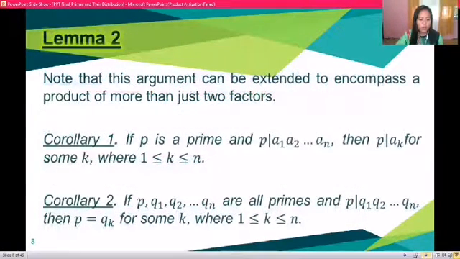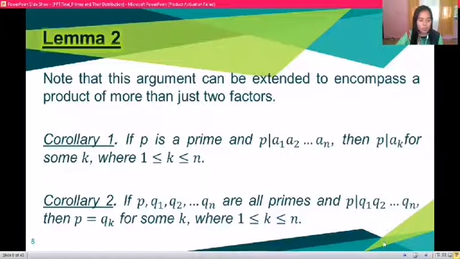Note that this argument can be extended to encompass a product of more than just two factors. Here are the two corollaries of Lemma 2. The first corollary states: if p is a prime and p divides a_1 times a_2 times up to a_n, then p divides a_k for some k where k is greater than or equal to 1 but less than or equal to n.